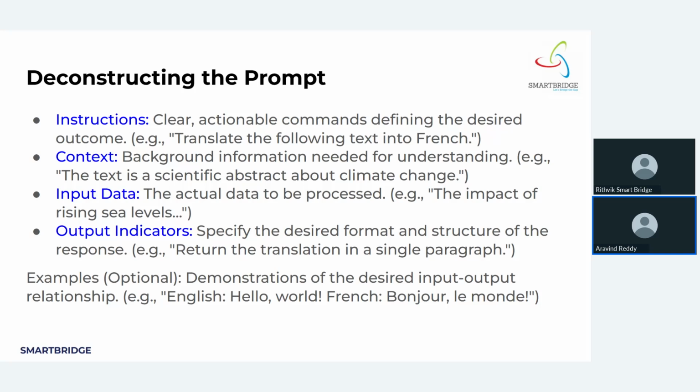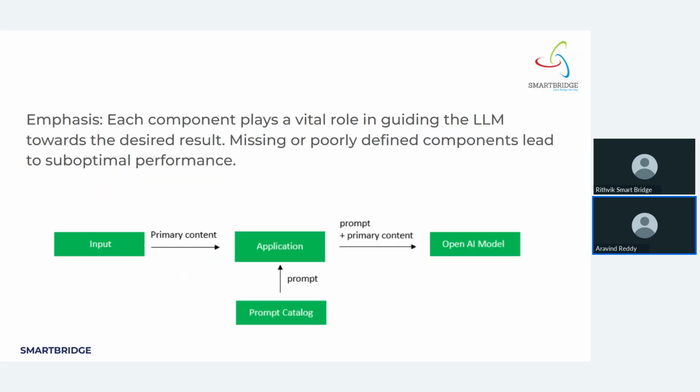So these are the things you need to follow while dealing with the prompt. See here, each component plays a vital role in guiding the LLM towards the desired result. Missing or poorly defined components lead to suboptimal performance. When you're passing input as primary content, you need to give accurate information. Then it will combine, and the model will learn and give the output. Is it clear, guys?